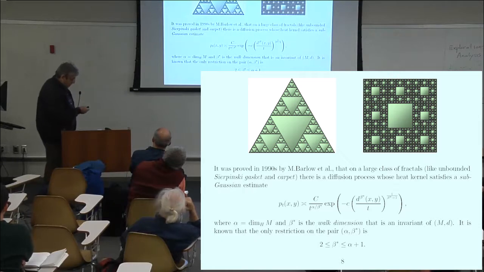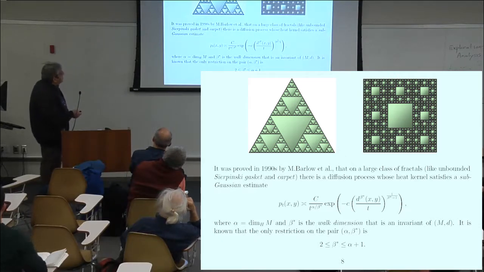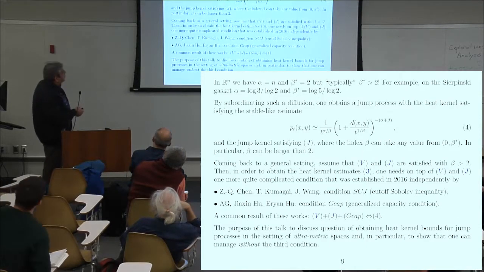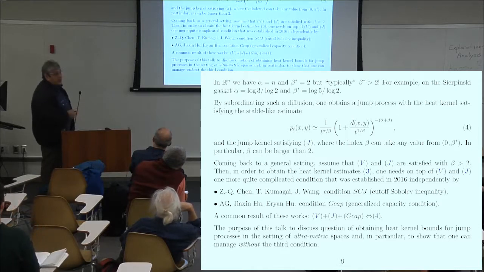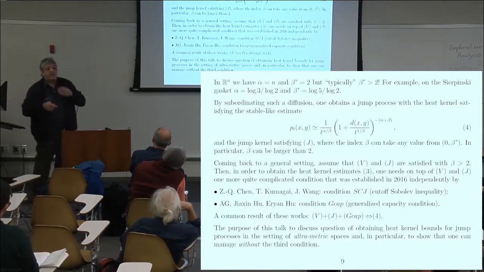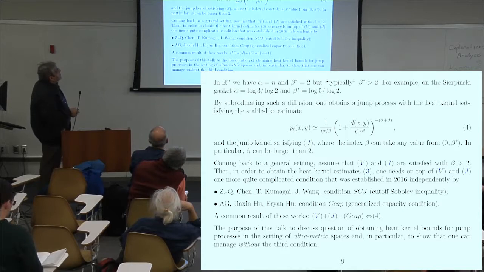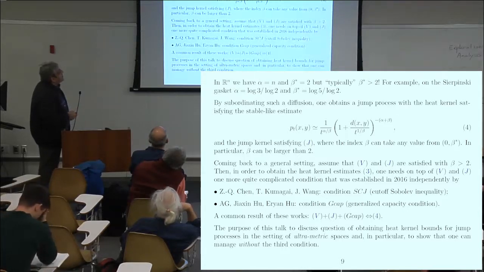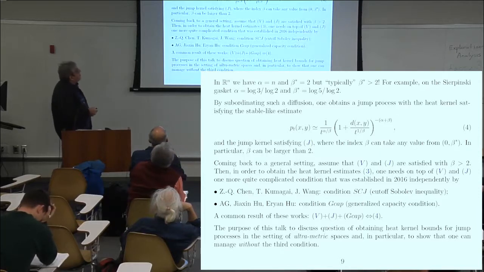And Euclidean spaces correspond to the particular case when alpha is n and beta star is 2. Euclidean space in this family is just a few points, right? So typically we can see that beta star has to be larger than 2. Value 2 is kind of borderline for beta star.